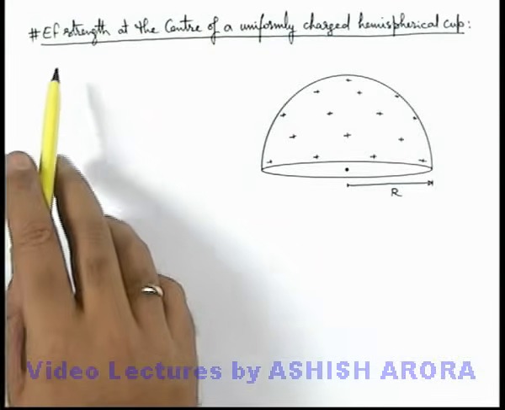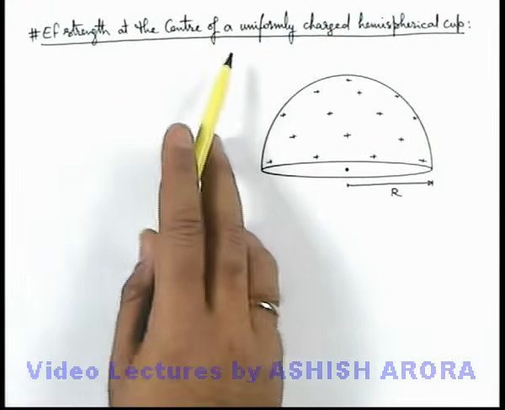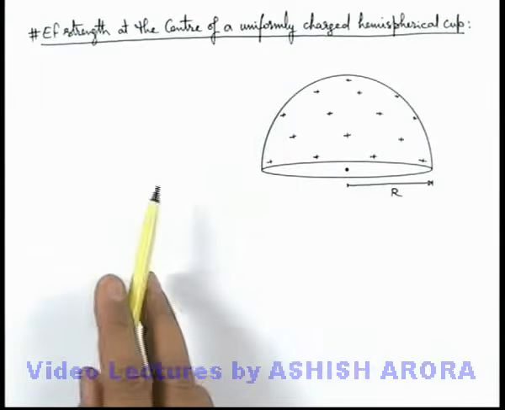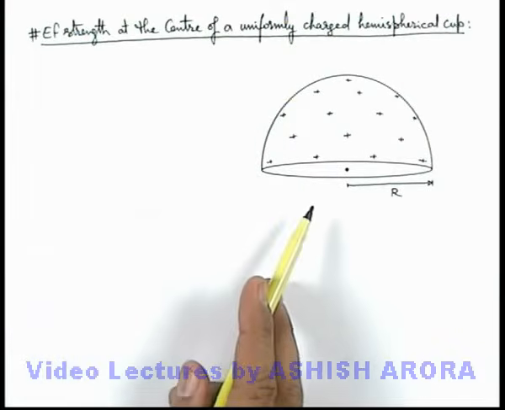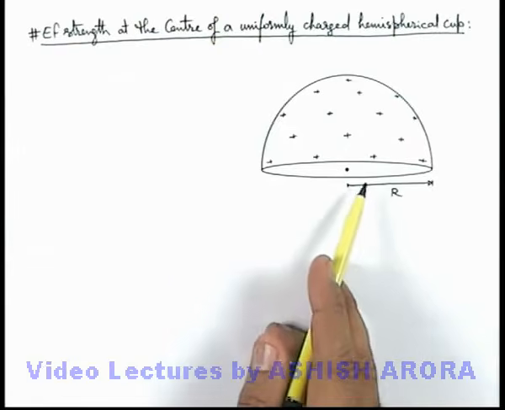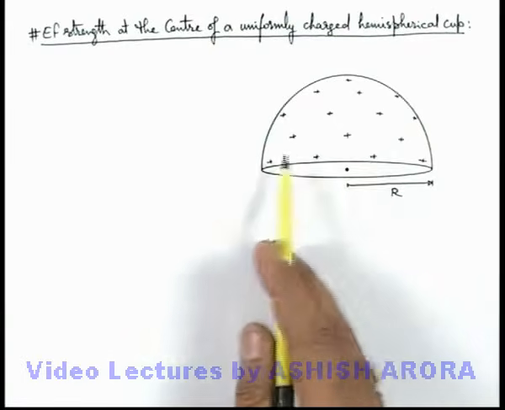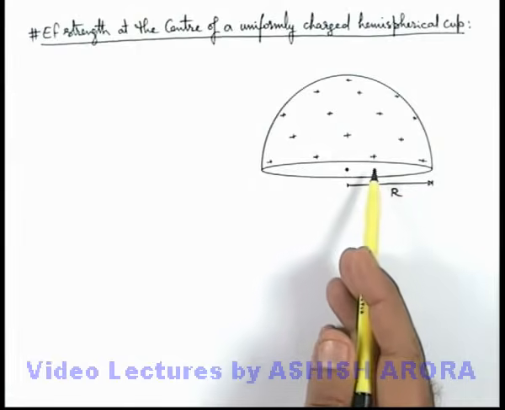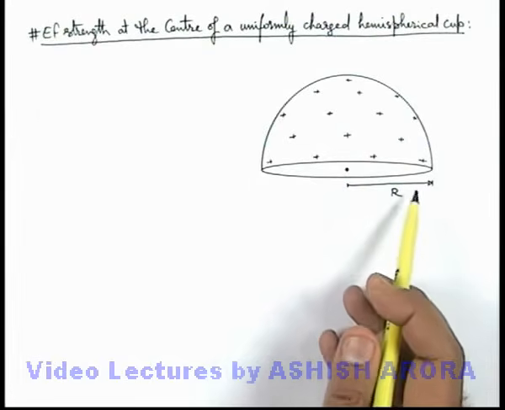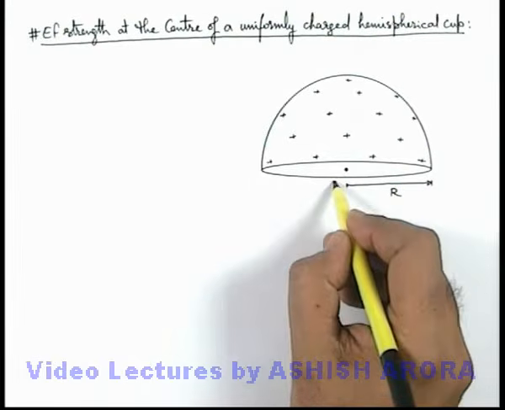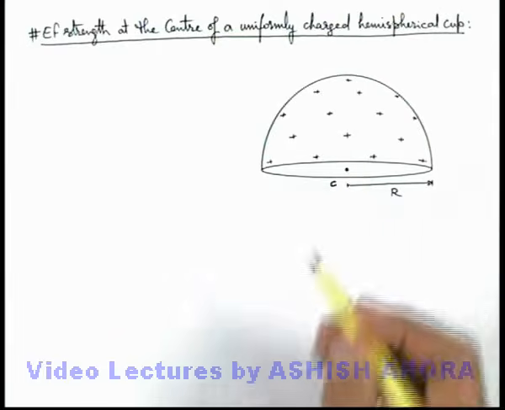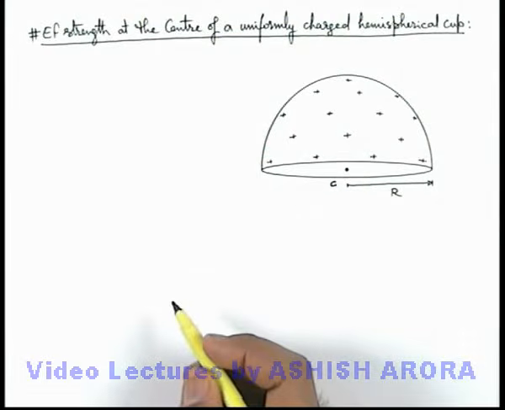Let's discuss the electric field strength at the center of a uniformly charged hemispherical cup. Here we can see that this picture shows a hemispherical cup which is uniformly charged on the surface. It can be taken as a hollow hemisphere. It is of radius r, and its center at point C, we are required to find the electric field strength.